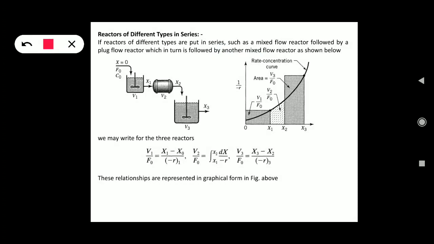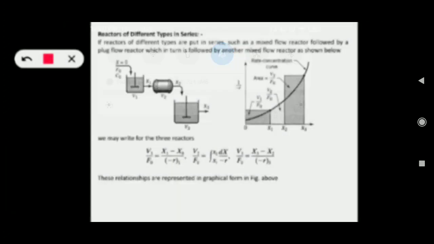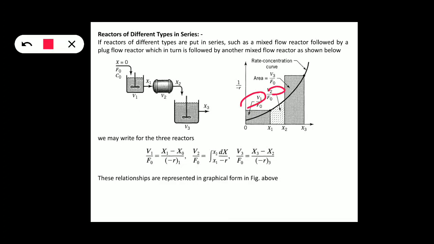So if I want to find out the total volume required, I have to add the area of this rectangle, that is the area required for mixed flow reactor 1, the area under the curve for the plug flow reactor because there is an integration sign here, and then this rectangle represents the area for mixed flow reactor 3. So this addition of V1, V2 and V3, or area addition, will give the total volume required for the conversion from 0 to x3. So if you have different reactors in series, we can find the total volume required with the help of this geometrical diagram.